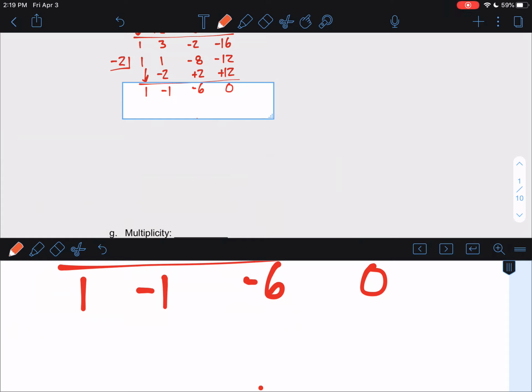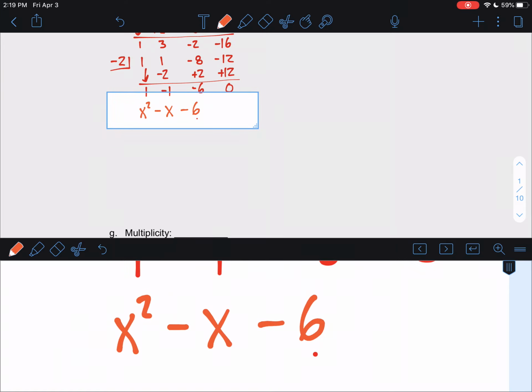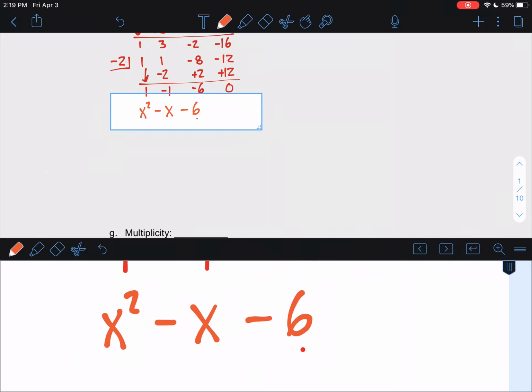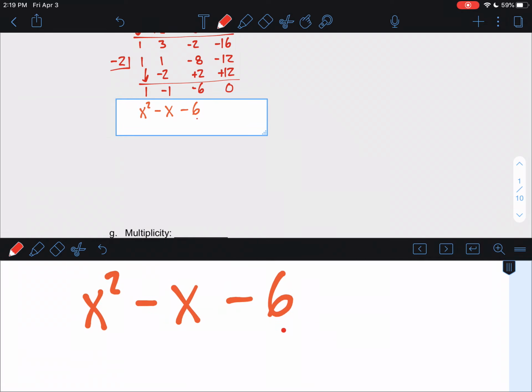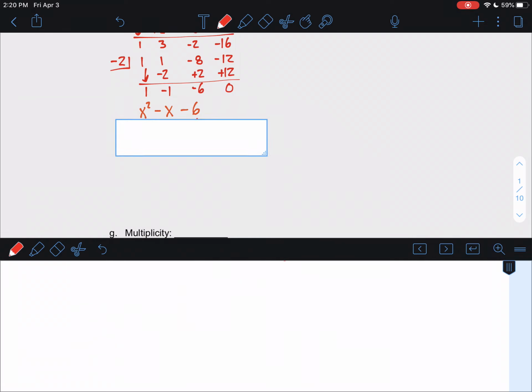Okay, so since I'm looking for 2 more zeros, I have my numbers here, my 1, my negative 1, and my negative 6. So I have 1x to the second, minus x, or 1x, and then minus 6. So this is my new polynomial, and this polynomial is a quadratic. I wish that orange wasn't as close to the color I was using before, but this polynomial is a quadratic, so I can factor it.